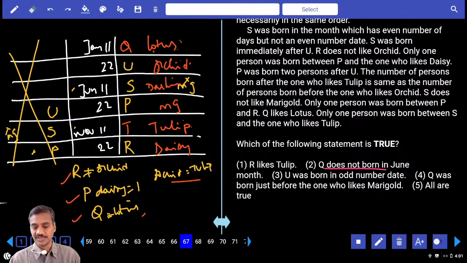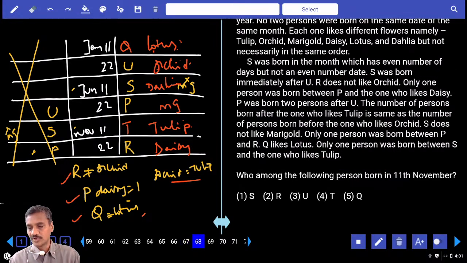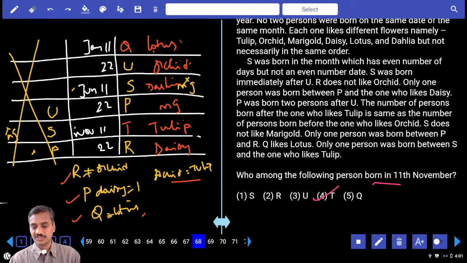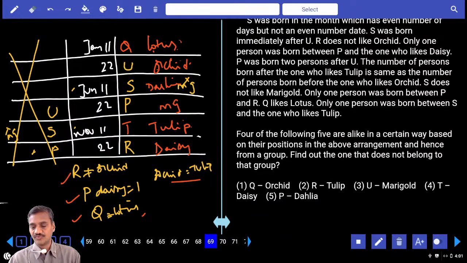Then next one, 68. Who among the following persons was born on 11th of November? November 11th, that is T, choice 4 for 68. And 69, four out of the following means odd one out. Q and orchid, they are adjacent. R and tulip are adjacent. U and marigold, there is one person between these two. Choice 3 is the odd one, 69.